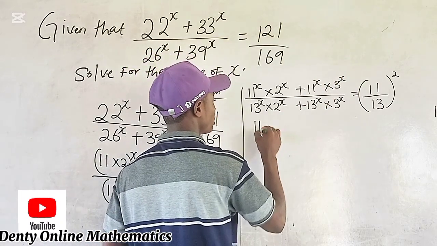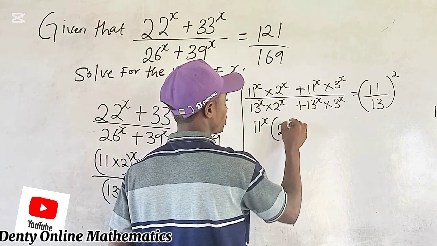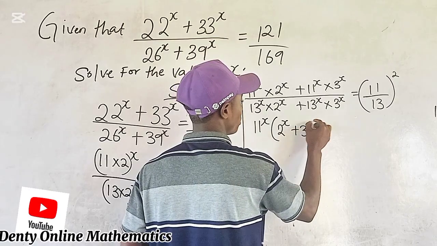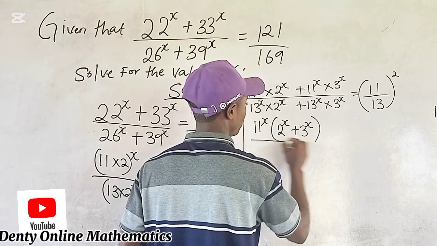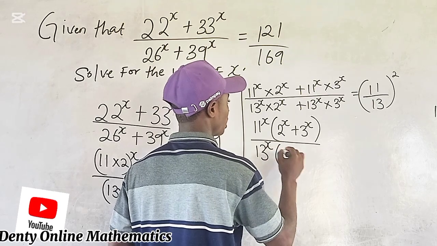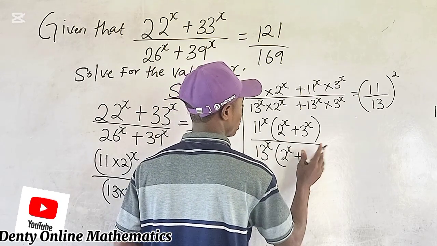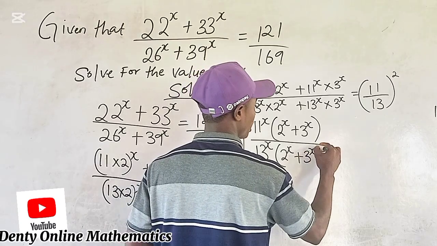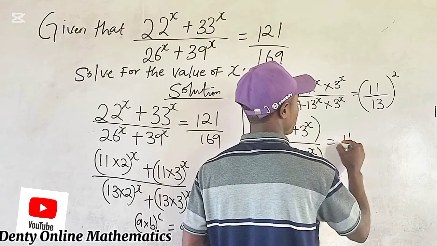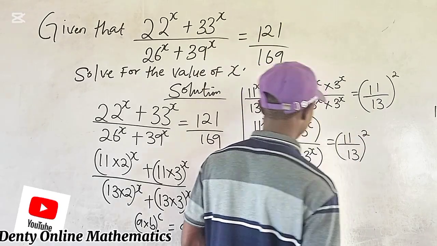So 11 raised to the power of x, which is common here, we multiply 2 raised to the power of x plus 3 raised to the power of x divided by, first common here is 13 raised to the power of x. We multiply 2 raised to the power of x plus 3 raised to the power of x. All of this is equal to (11/13)^2.